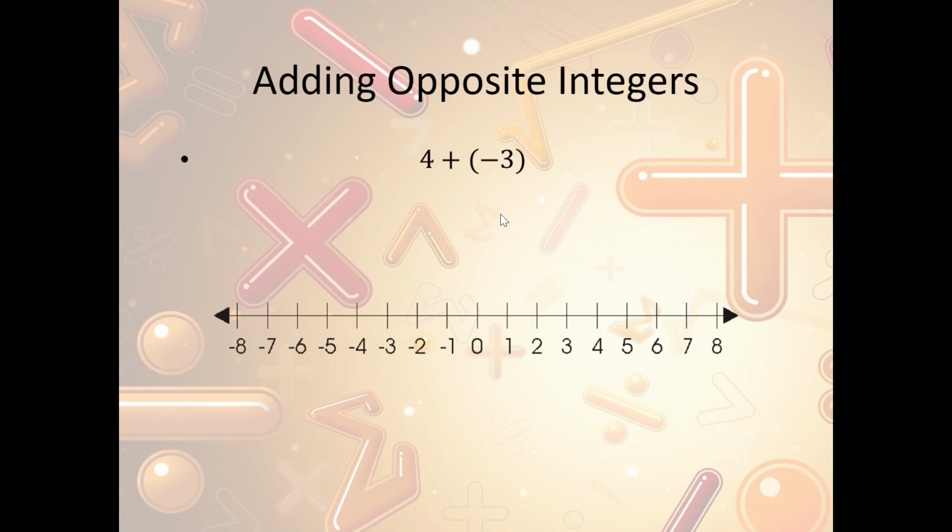So let's look at 4 plus negative 3. Again, we start at 4. And this time we're going to add, but instead of adding to the right, we're going to add in the opposite direction because we're going opposite here. So we're going to go 1, 2, 3 in the opposite direction. And we end up at 1. So 4 plus negative 3 is 1.